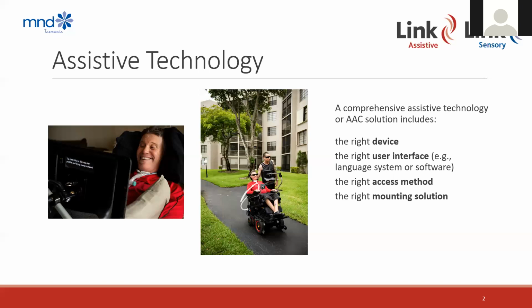So a comprehensive assistive technology AAC solution, as I said, has a number of different components. So those components are a device, a user interface or a software, an access method, so a way for the person to access that device and software. And then we also want to think about a mounting solution. So how do we position that device, and how do we make sure that it's easily accessible for the person? So we'll break that down into a little bit more detail.